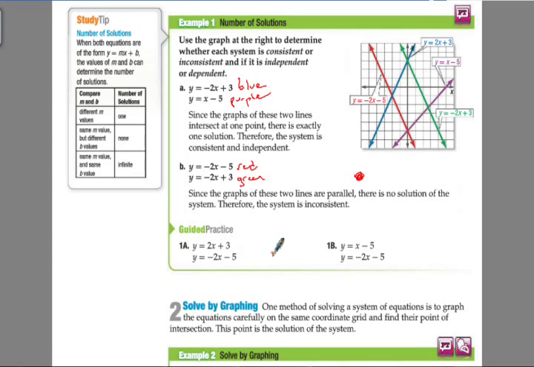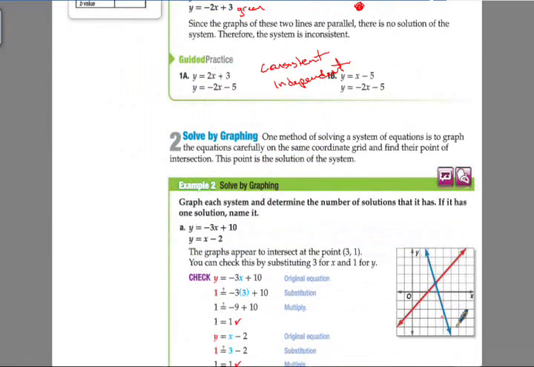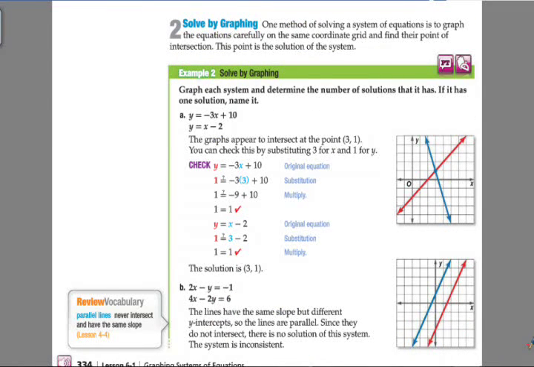All right, you've unpaused. Hopefully for both of these, you got that they were consistent and independent. Okay, one answer, intersection and one answer. So solving by graphing, what we're able to do, and we can do this on our calculator, we can do this by hand, and we'll practice both, is you just graph them both, and wherever they intersect is the answer. It's really just that simple.